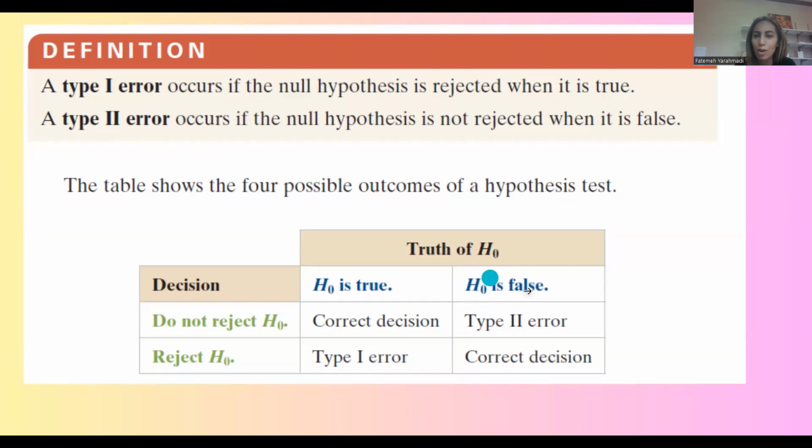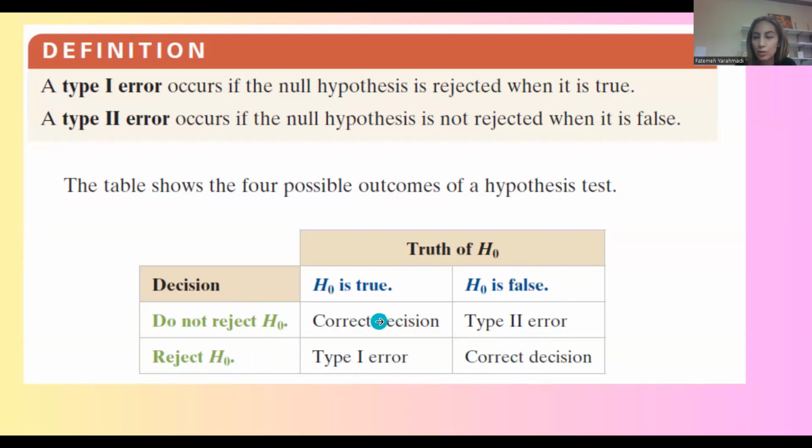But when null hypothesis is false and you don't reject it, you have a type 2 error. Null hypothesis is false and you reject the null hypothesis. It means that you have a correct decision.